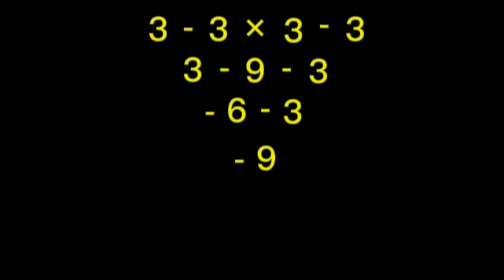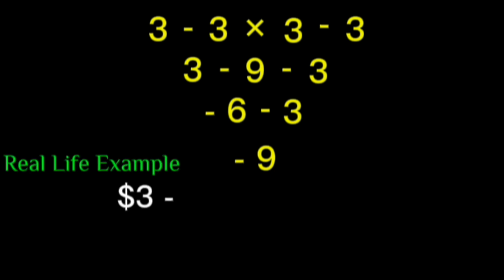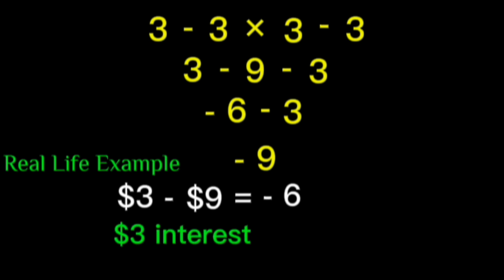Now, let's also understand this using a real-life example. Imagine you have $3, but you need to pay someone $9. You give them your $3, but you still owe $6. That's why you're at negative 6. Now imagine they charge you an extra $3 as interest. So now your debt increases. Negative 6 minus 3 gives you negative 9. That means you owe $9 in total. And that's why the correct answer is negative 9, not 0, and not negative 3.